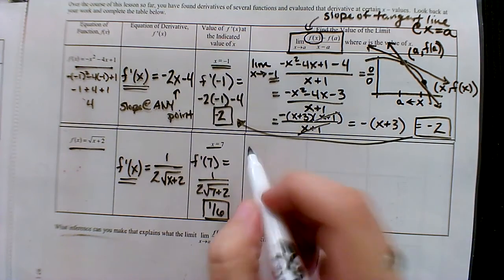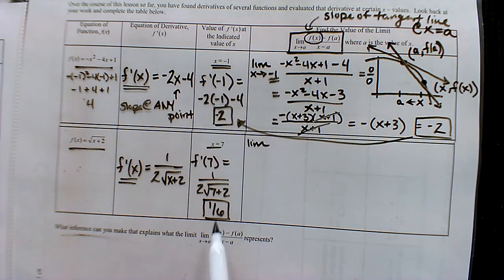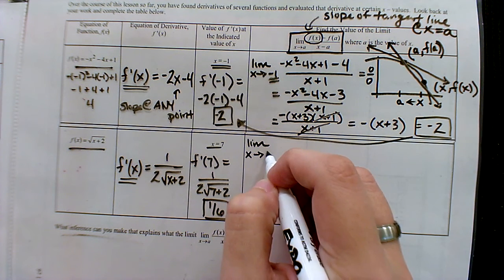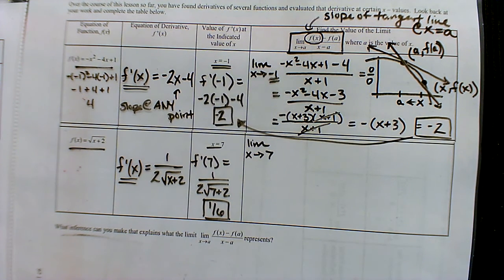Let's see if we can do the same thing for the other one. Let's anticipate a value of 1/6. So as x approaches, our special point of interest in this one was 7.